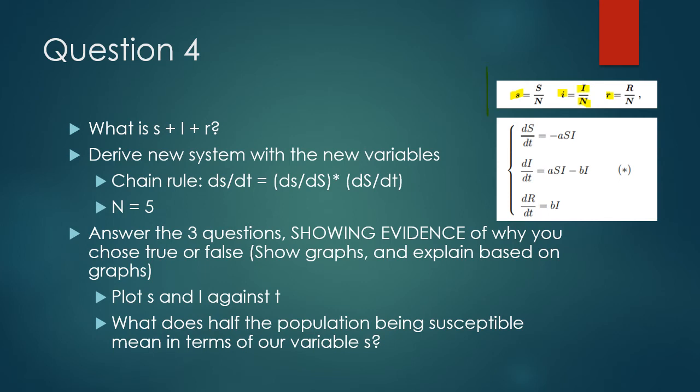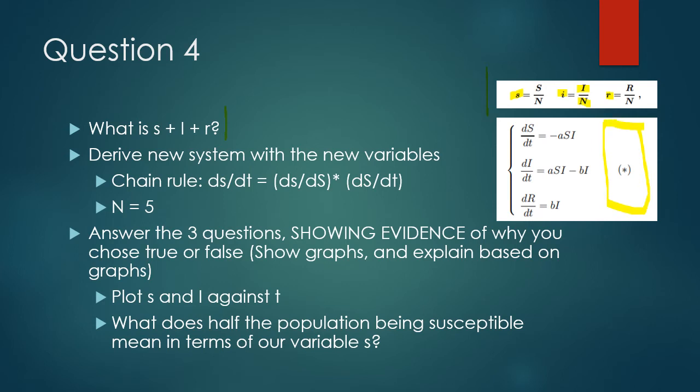And so given this variable change, it's useful. You'll see why as you read the question. So what is small s plus small i plus small r, given that we use this variable change, and what we know about the relationship between S, I, R and N? You need to answer that even though it's not like part A or anything like that. Make sure you answer it. The next part of the question asks you to derive the new system of equations with these new variables. And so we have this old system over here.